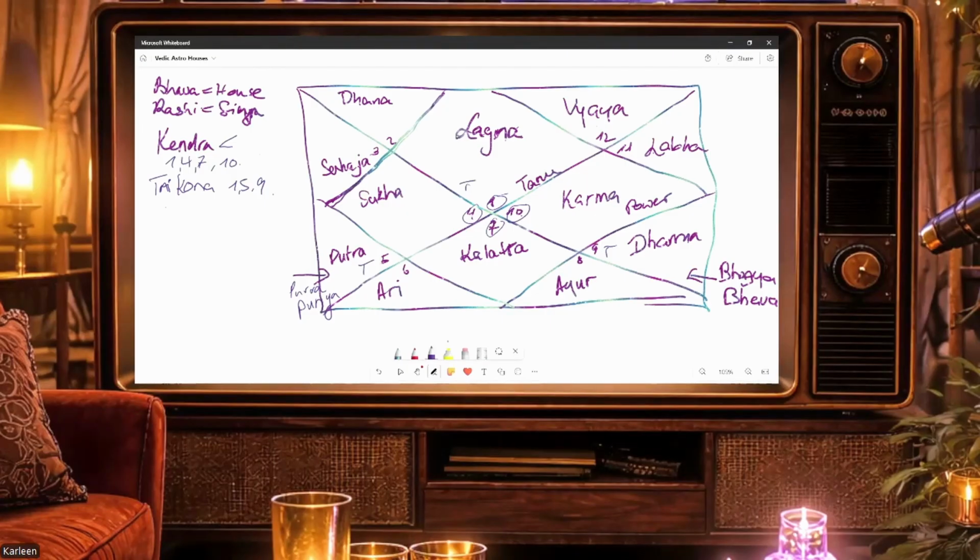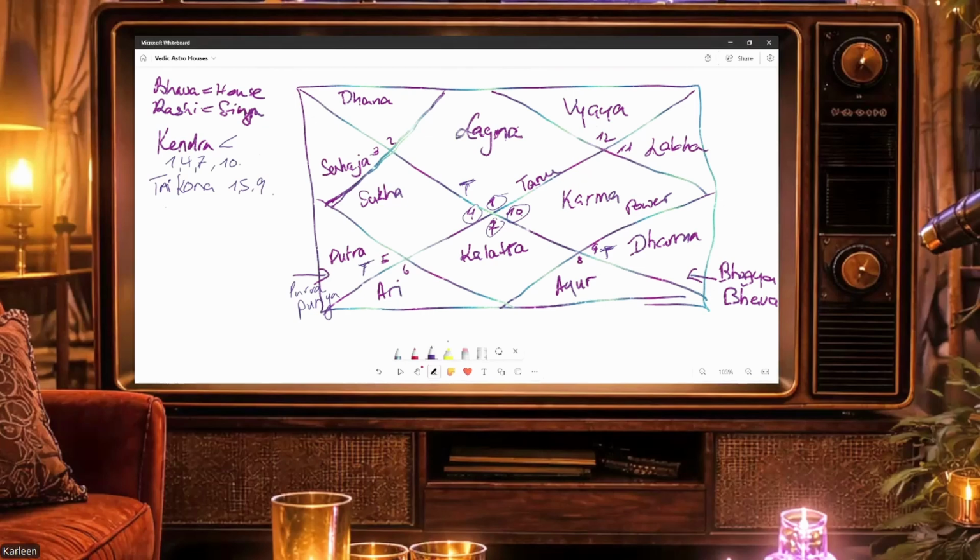Lords of the Trikona houses are considered natural benefics for the chart, regardless what planet rules them. Okay, so these are the good houses. Remember that. And the lords of these houses are benefics, they are helpers, they are friends.